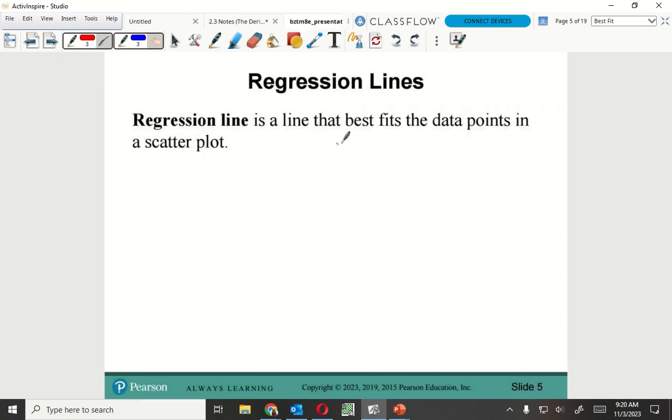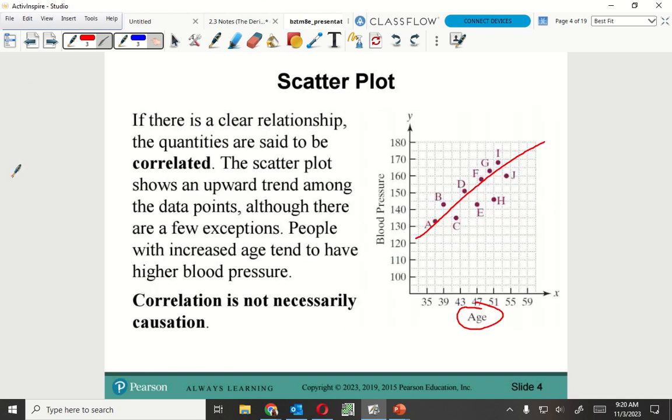A regression line is a line that best fits the data points in a scatter plot. So the line that I drew right in between here, that would be a regression line. It's a line that best fits.